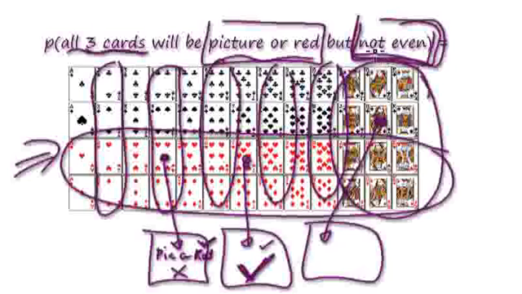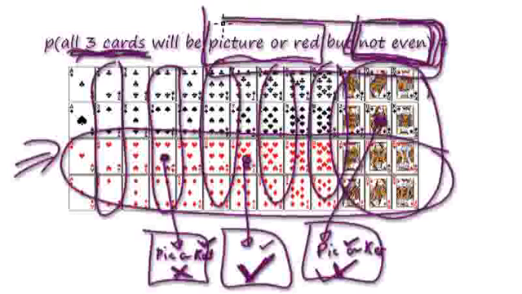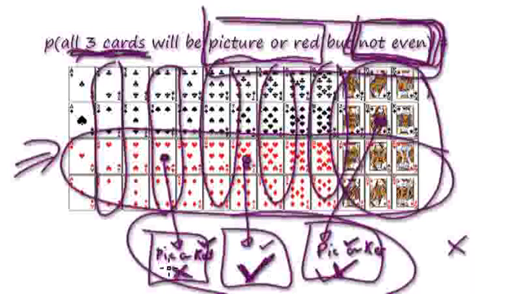Have a look at this here. We require picture or red. Well, though it's not a red card, it is a picture card. So the first part is good, and the second part is also good because it's not even. A queen is not an even number. So this is good. So we've got 2 good, but 1 bad. But the thing is, we require all 3 cards to satisfy these conditions. So the overall thing would be a bad outcome because we require good, good, and good, but here we've only got 2 good and 1 bad.